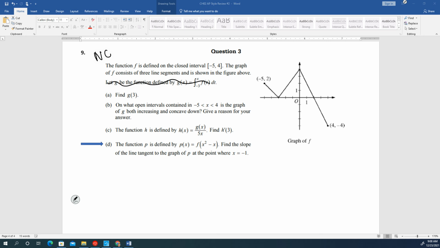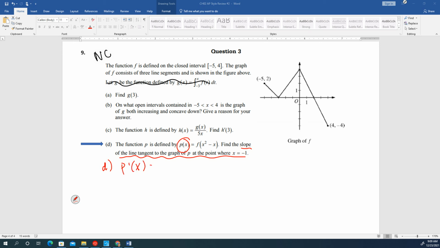D says the function p is defined by p of x is f of x squared minus x. Find the slope of the line tangent to the graph of p at the point where x equals -1. Slope of the line at a point, instantaneous rate of change. I gotta find the derivative and plug in -1. So let's find the derivative of p.